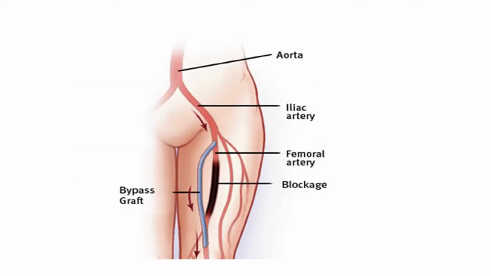This is another illustration of a bypass graft. So you will see here where the blockage is, right there at the femoral artery, and they use a bypass graft to bypass the blocked artery and restore the blood circulation.